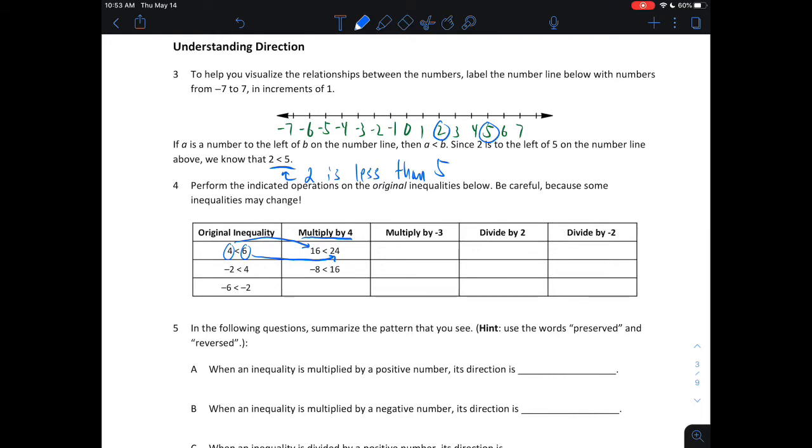Okay, so now we started with an inequality, 4 is less than 6. And that's true, because 4, according to our number line up above, is to the left of 6. And then we get an inequality. 16 is less than 24. Is that true? Yes, 16 is less than 24.